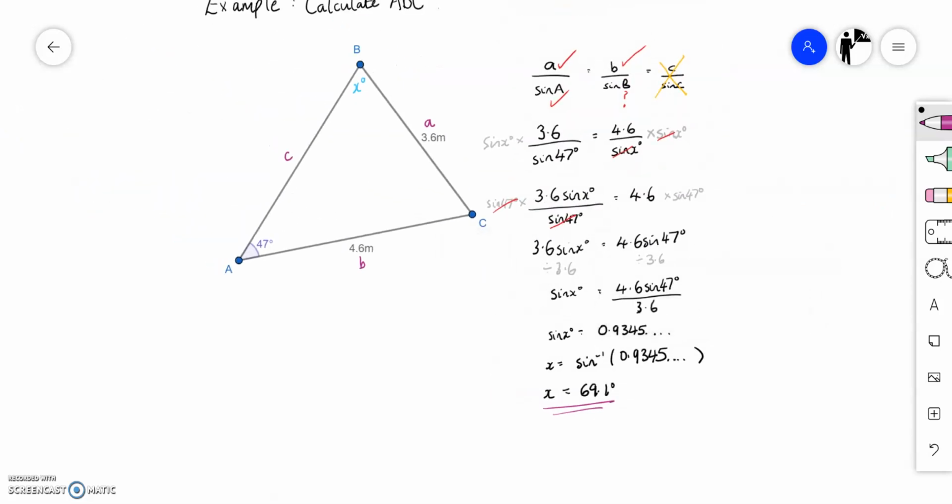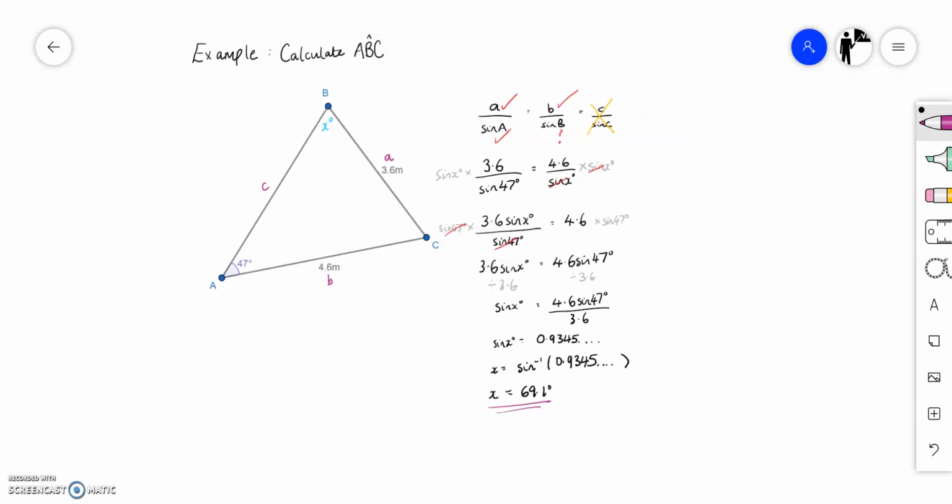Okay, so compared to calculating a side by using the sine rule, yes, there is some more manipulation involved. But if you're comfortable with rearranging the subject of the formula, you should do okay.